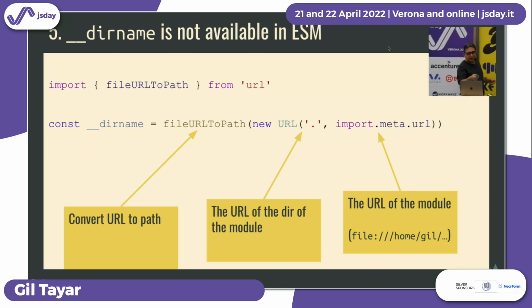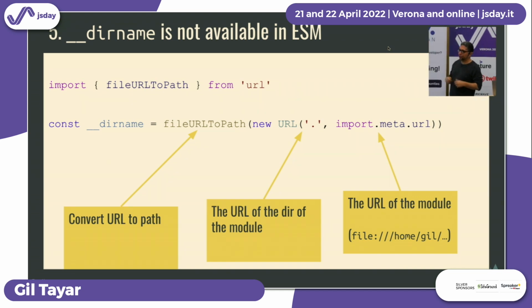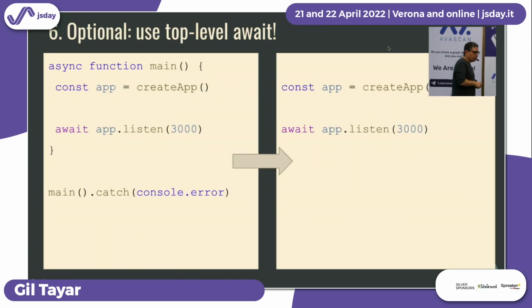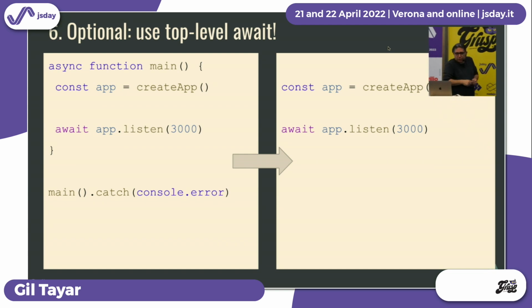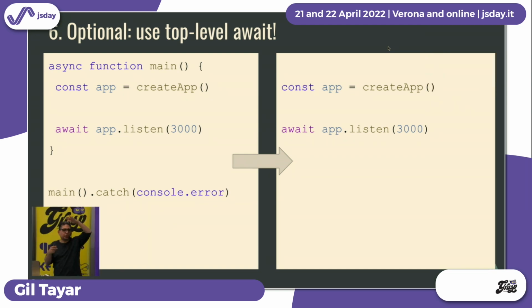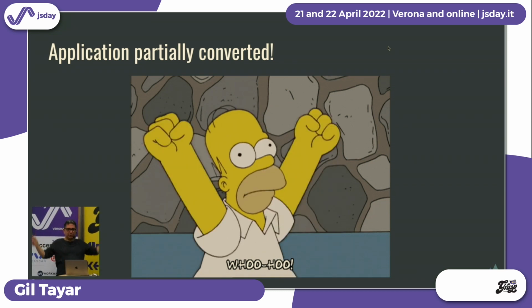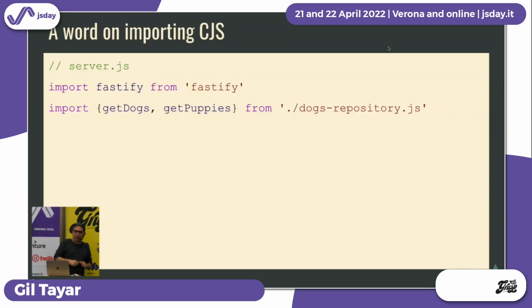Okay, so to get the dirname, you do this rigmarole thing. You get the URL of the module, you relativize it to get the URL of the dir of the module, and then you call fileURLToPath to translate it to a file path from a URL. Okay, so then you get the dirname. If you're using dirname in that file, you just copy these 2 lines, paste them. And optionally, use top-level await. If your top-level await has the async function main kind of a thing, just throw it away and just use top-level await. It's fun, really. It's like, ooh, nice. And woo, application is partially converted. We're good. One word on importing CJS, a little word.